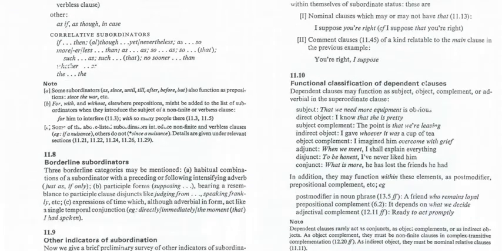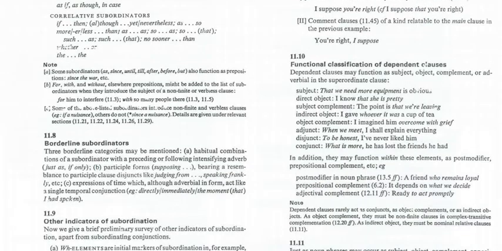Borderline subordinators. I have another group of conjunctions that we can mention, which are habitual combinations of a subordinator with the preceding or following intensifying adverb. These are conjunctions preceded or followed by an intensifying adverb. For example, just as, if only. Participle forms, those in the form of a present participle, for example supposing, judging from, speaking frankly, etc.